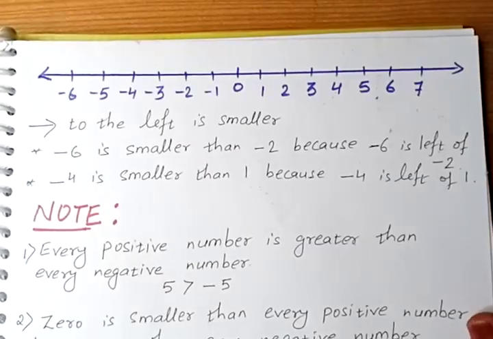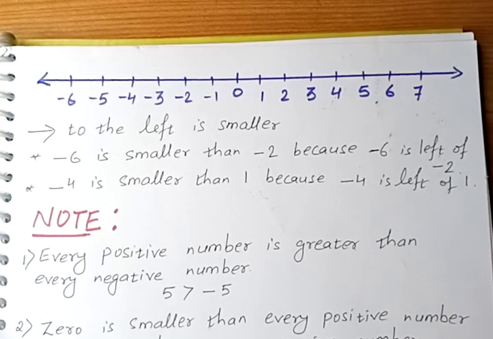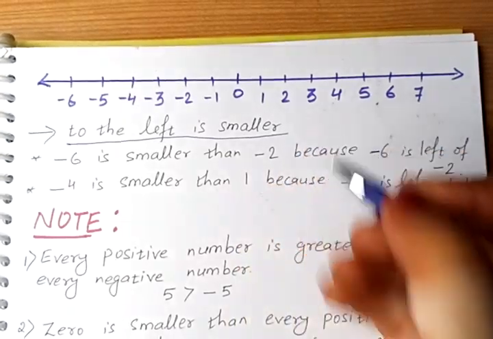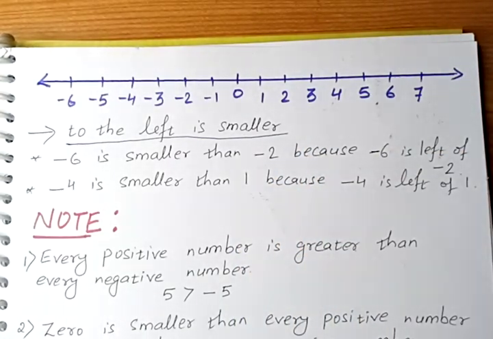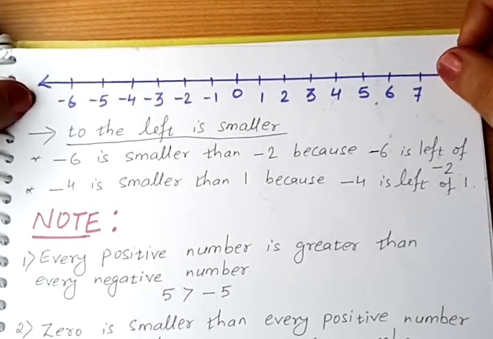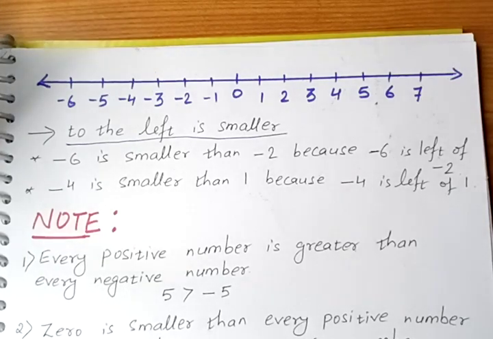Now children, we will see the second rule. To the left is smaller. Any two numbers, when you mark them on the number line, the number on the left side is the smaller one. Of course, the number on the right side is greater. Which number is on the left side, that will be smaller.